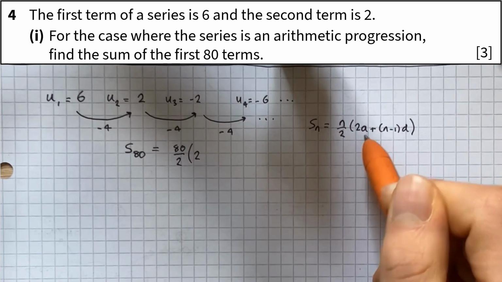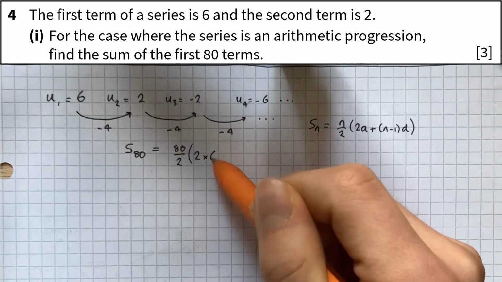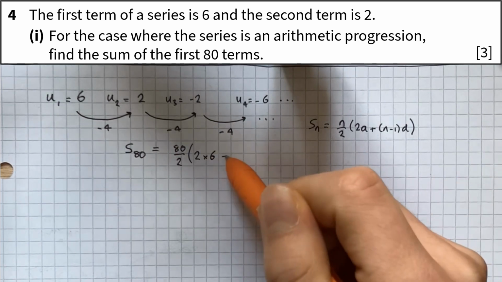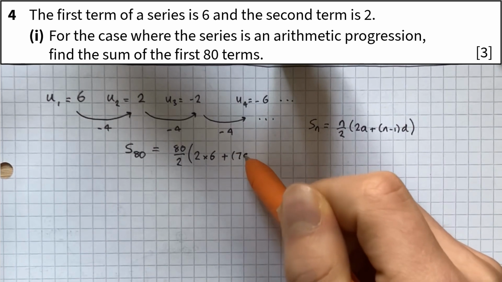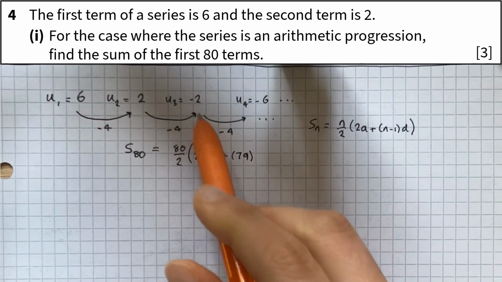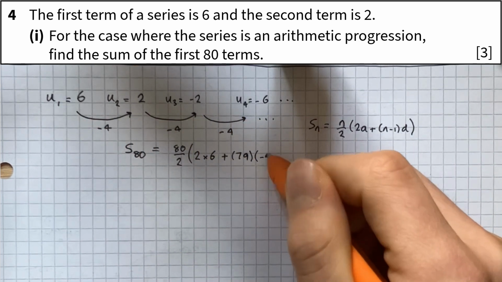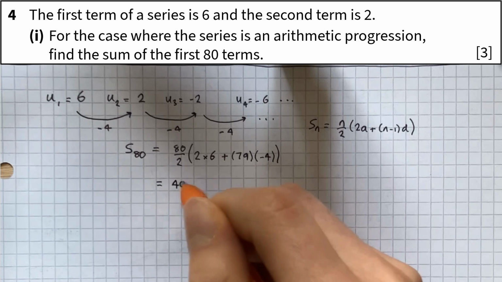a is the starting term. This is 6, again, given in the question. n minus 1 will be 79. And d is that difference I was talking about, which is going to be minus 4. Make sure it's minus 4 and not positive 4, because it is going down. Now it's a case of working this all out.